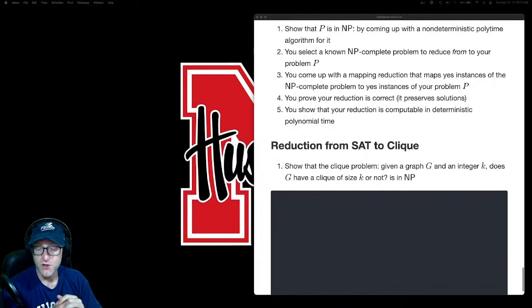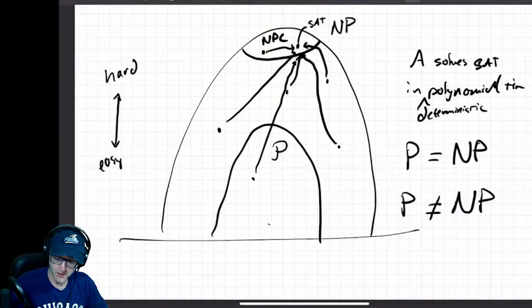So we're going to show that the clique problem, again, given a graph G and an integer k, does G have a clique of size k or not? We have to show, one, that that's in NP. Okay? So let's go back over here.